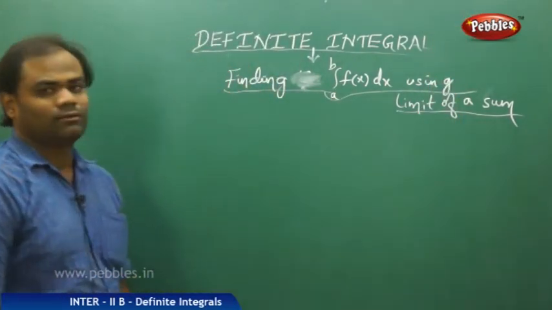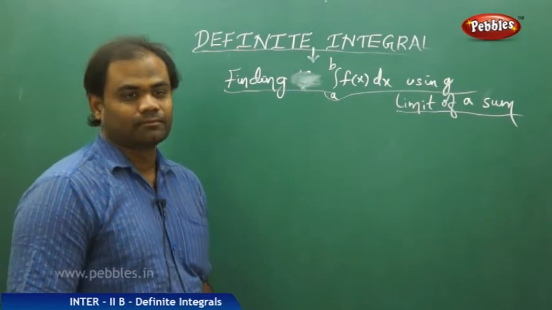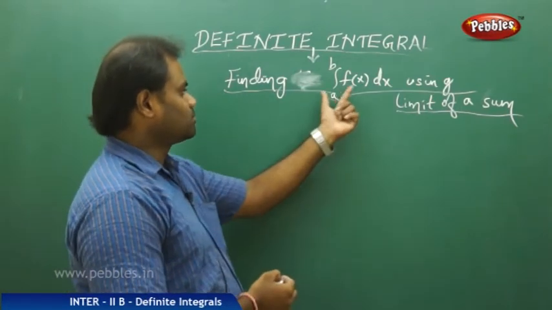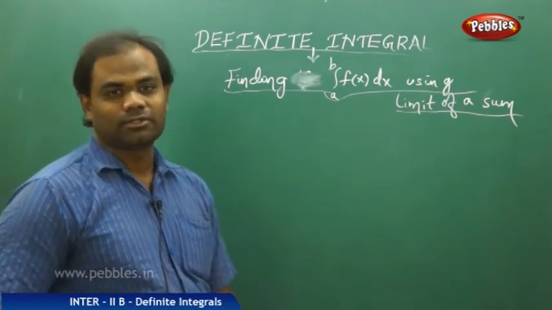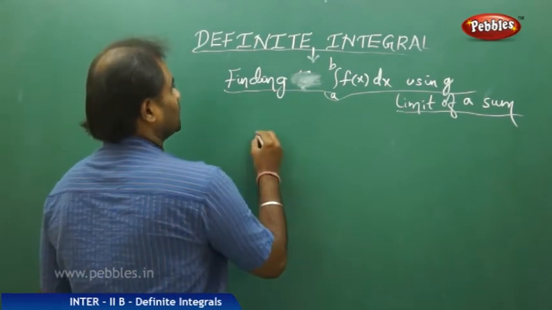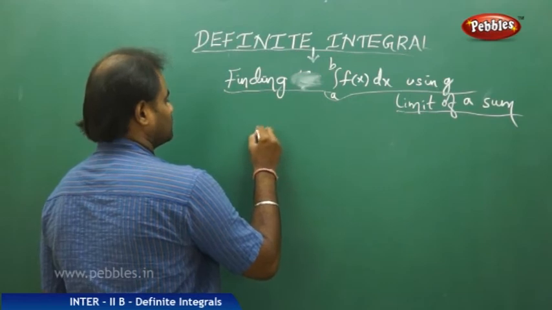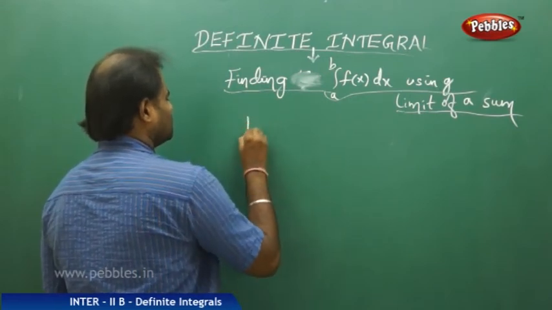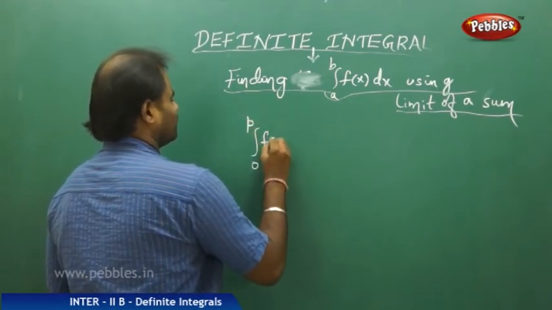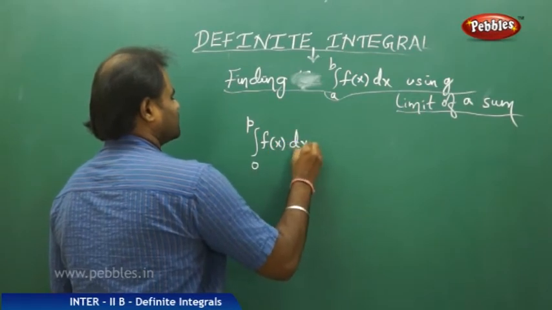Is what we're going to discuss for the session. So in order to find the integral from a to b of f of x dx as the limit of a sum, we have the formula for the integral from 0 to p of f of x dx.